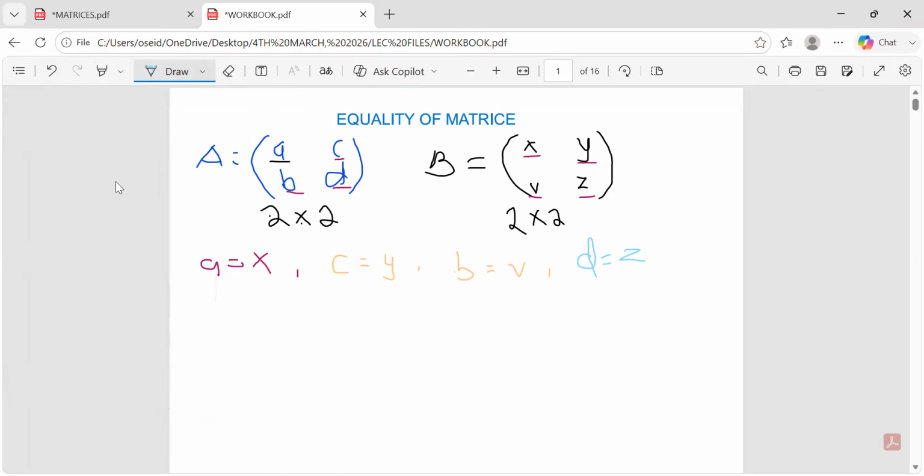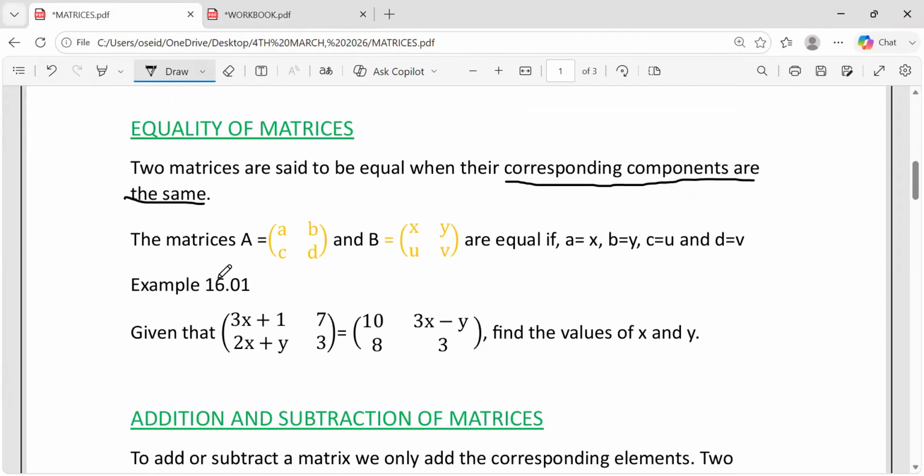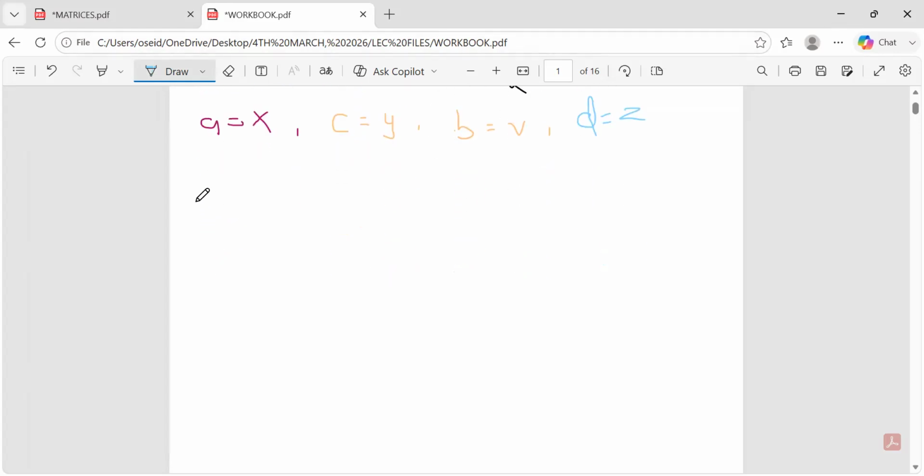All right, so let's take one example and see. So we have example one.